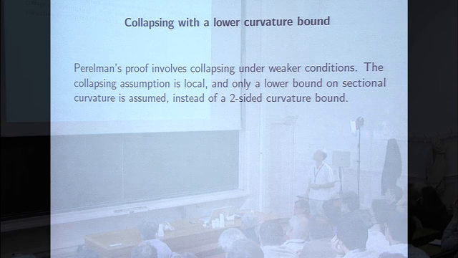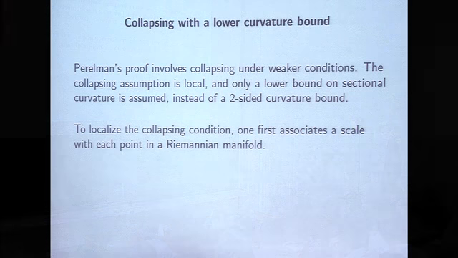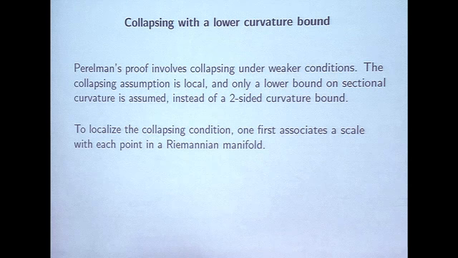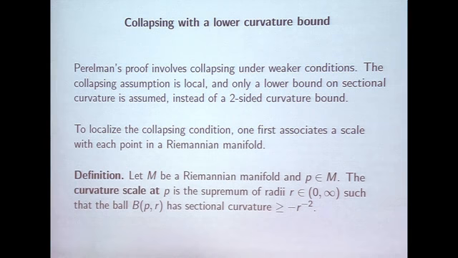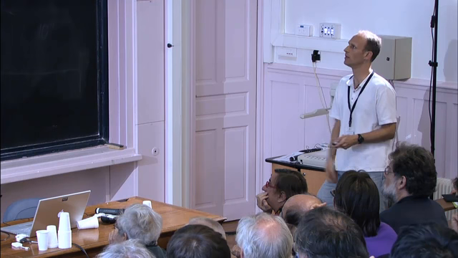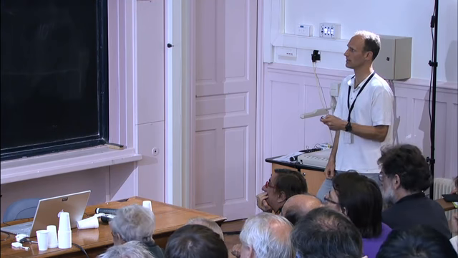Right? So to express this, to localize the collapsing condition, you want to first attach a scale to each point in the manifold. If you have a Riemannian manifold and a point P, define the curvature scale at P to be the supremum of the numbers R such that the R ball has sectional curvature at least -1 over R squared. Let me unwind this a little bit. The way I think about this is to take the R ball and rescale the metric so it becomes a ball of radius 1. Then this condition on the sectional curvature of the R ball becomes a condition that the metric on the rescaled ball, the unit ball, has sectional curvature at least -1.